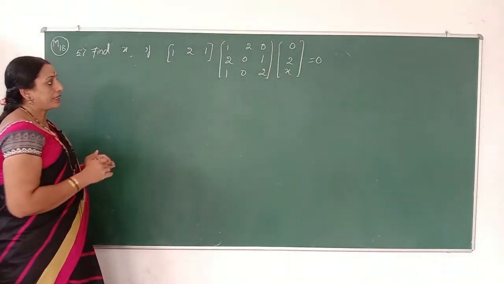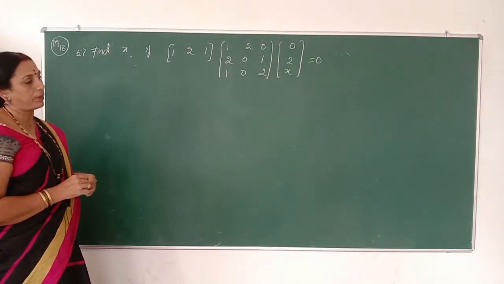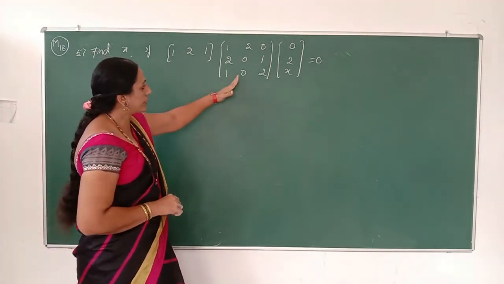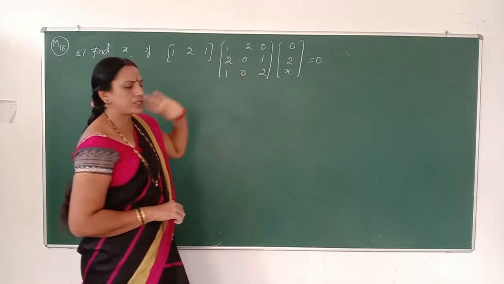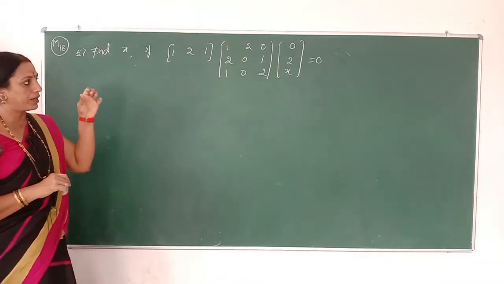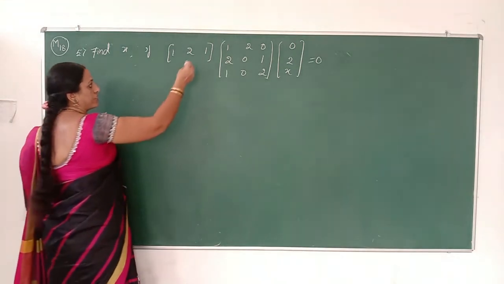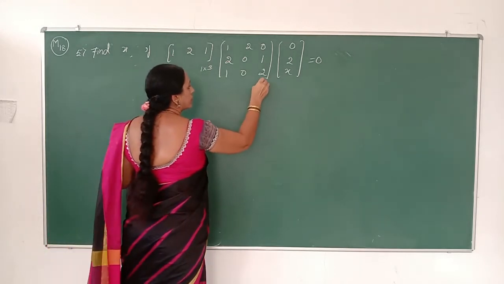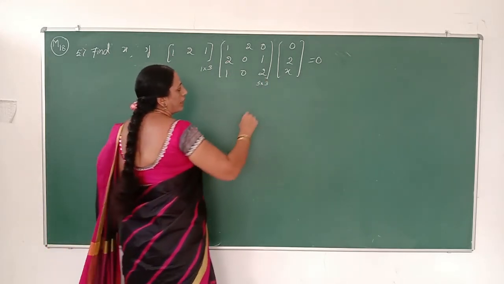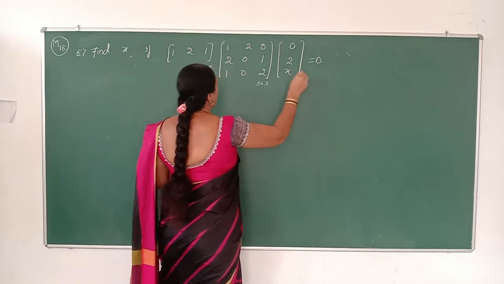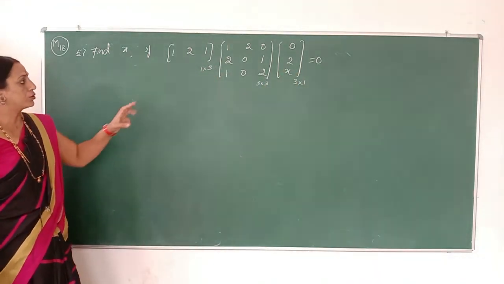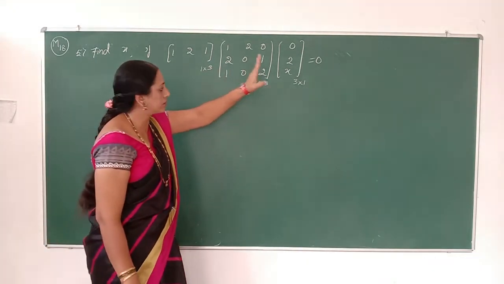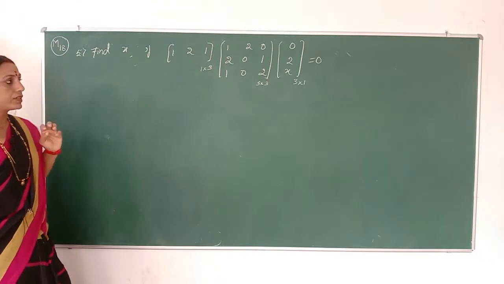But at a time 3 matrices are not possible to multiply. Therefore, first we'll multiply any 2 matrices. Either first into second or second into third or first into third. Any 2 matrices are multiplied row and column wise. The order of the first matrix is 1 cross 3, the second matrix is 3 cross 3 and the third matrix is 3 cross 1. So, in every pair their multiplication is possible. First and second is possible, second and third is possible, otherwise first and third is also possible.